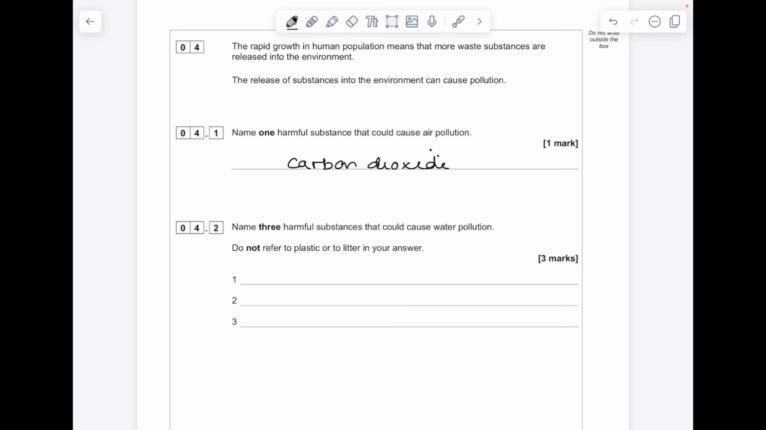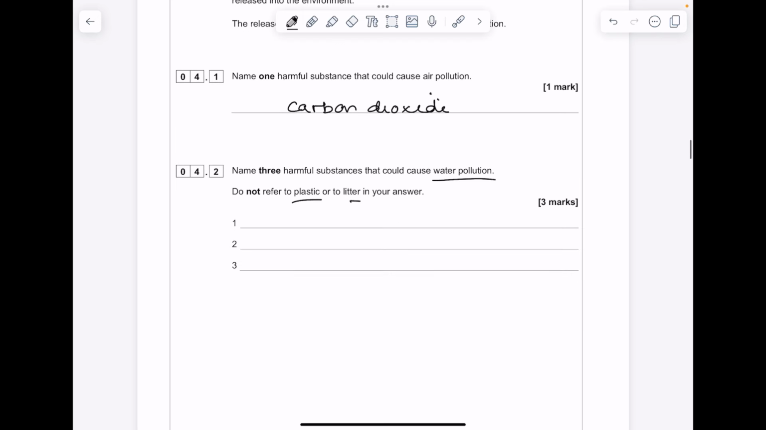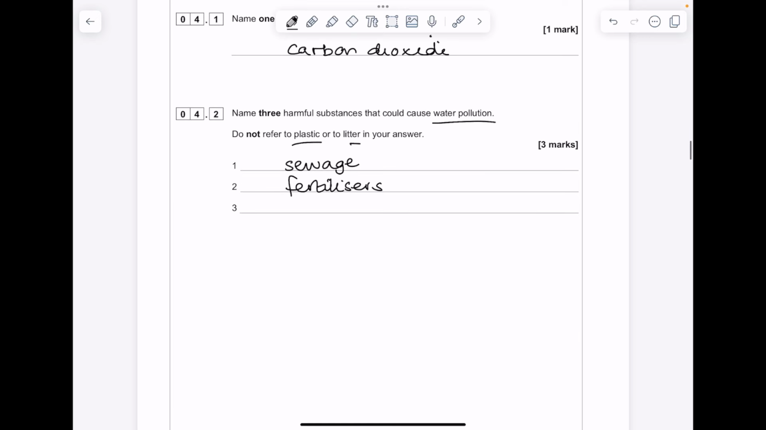Name 3 harmful substances that could cause water pollution. Do not refer to plastic or litter in your answer. Sewage, fertilizers leaching in from farmers' fields, as well as general toxic chemicals.